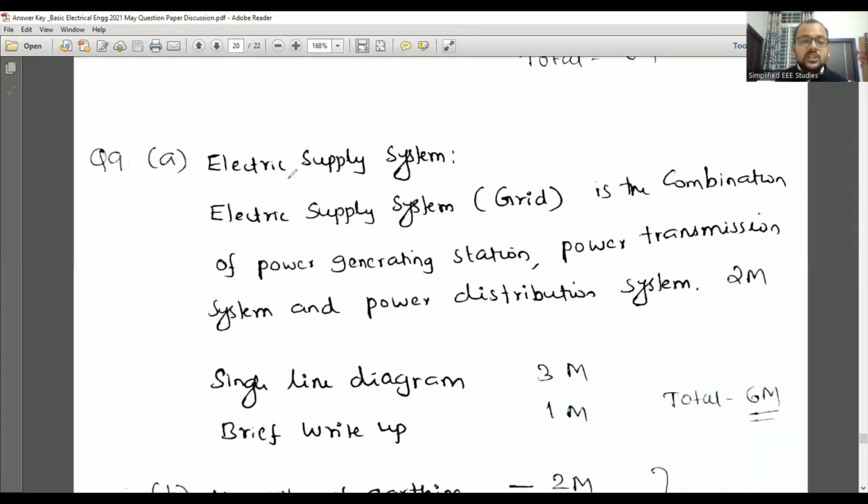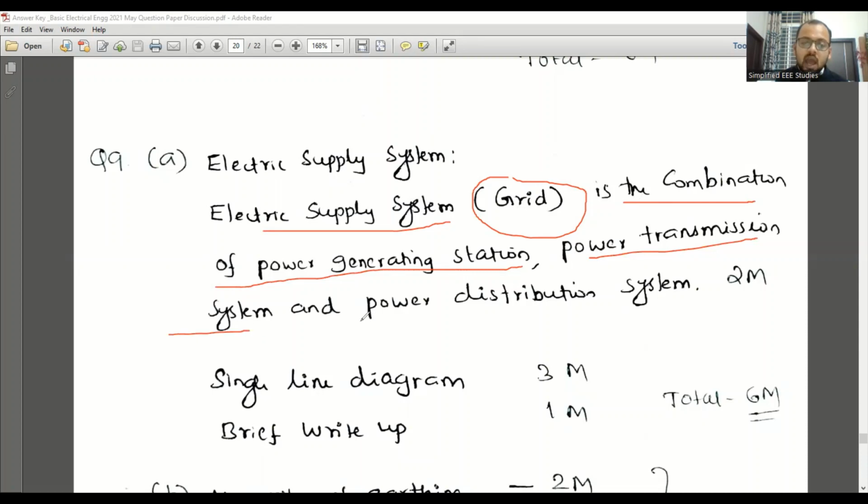You can give the definition of the electric supply system. An electric supply system is also known as the grid. It is a combination of power generating station, power transmission system, and power distribution system. If you write the definition, you can get 2 marks. Next, you need to draw the single line diagram of the electric supply system. The single line diagram must comprise the generating station, then power transmission and power distribution. Do mention the voltage level very clearly.